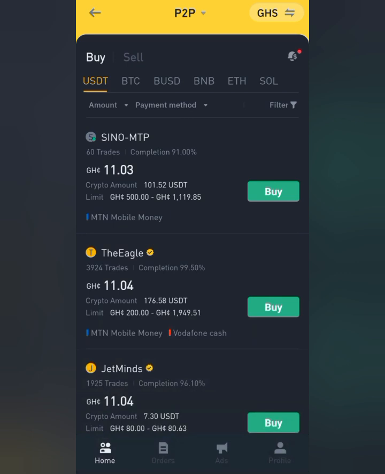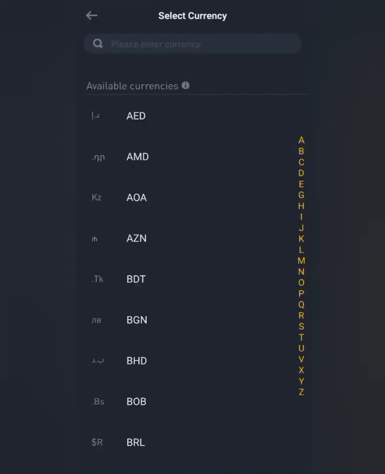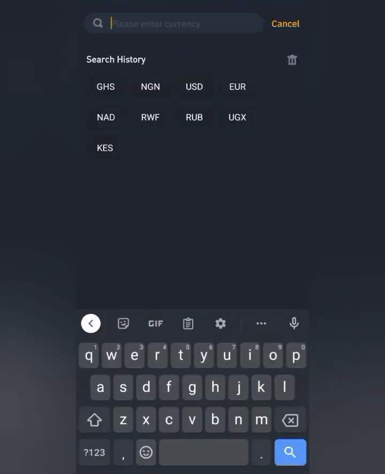So we're going to look at them, and besides the GHS, we've got other currencies. We have KES, which is Kenyan shillings. There's RWF, which is Rwandan franc. There's Euro. There's so many of them, right? There's UGX, which is for Uganda. So many of them, right? But today we're just taking an example between the Ghanaian market and the Nigerian market.